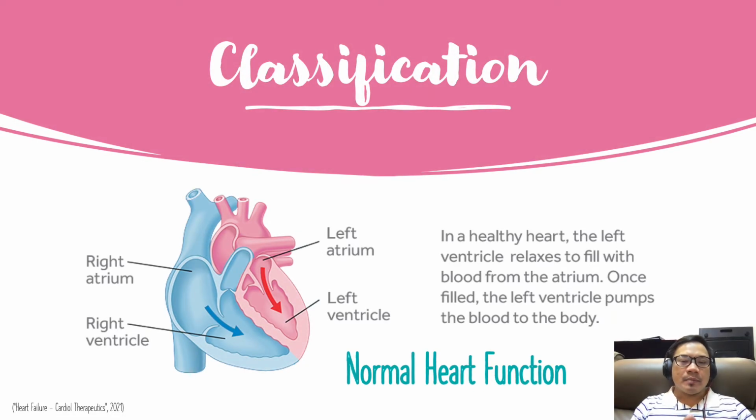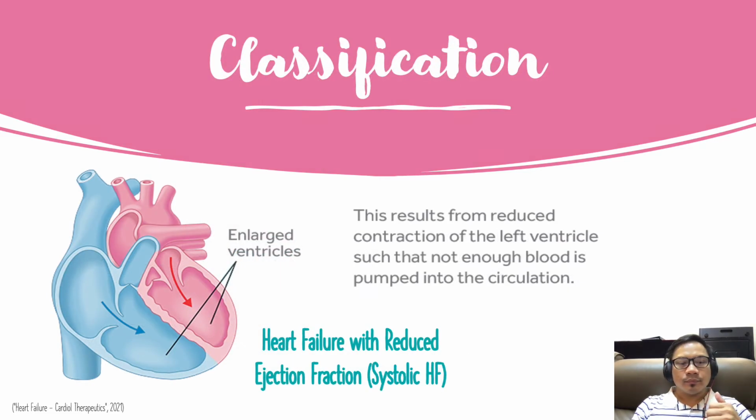So let's classify the two types of heart failure, but let me show you the normal heart function here. As you can see, in a healthy heart, the left ventricle relaxes to fill with blood from the atrium. Once filled, the left ventricle pumps the blood to the body. In heart failure with reduced ejection fraction, also called systolic heart failure, there are enlarged ventricles, as you can see here. This results from reduced contraction of the left ventricle such that not enough blood is pumped into the circulation.